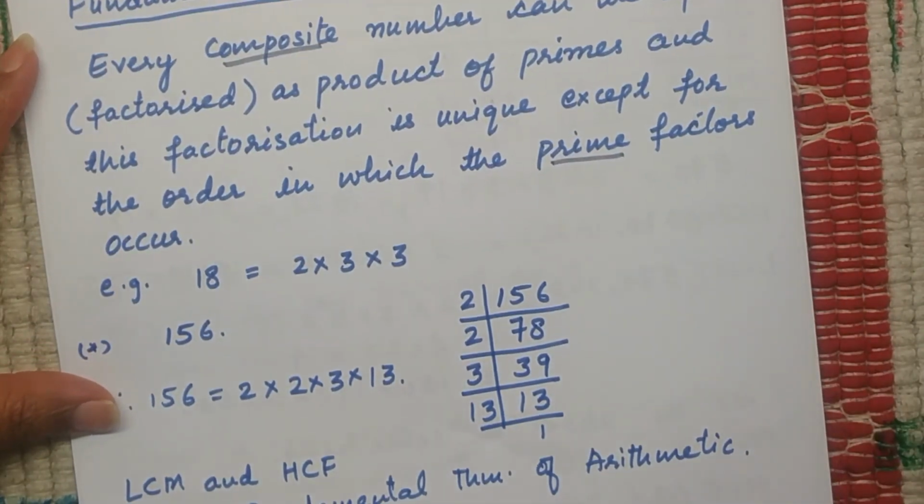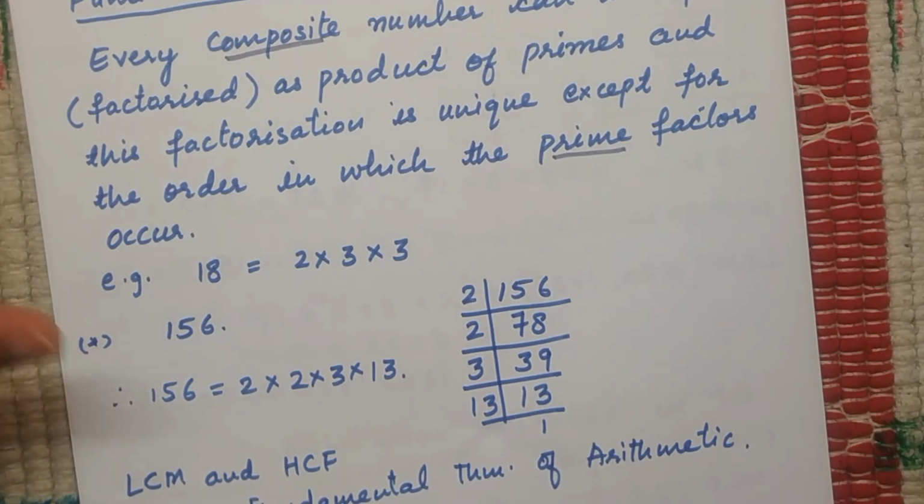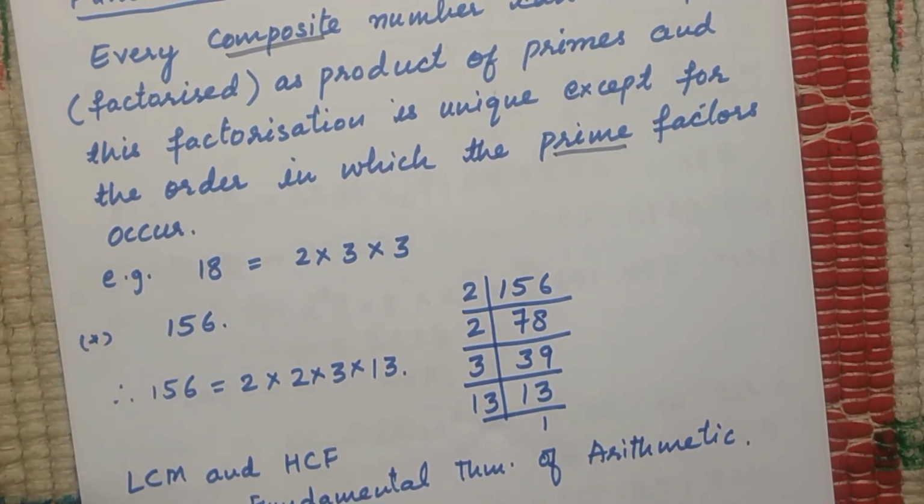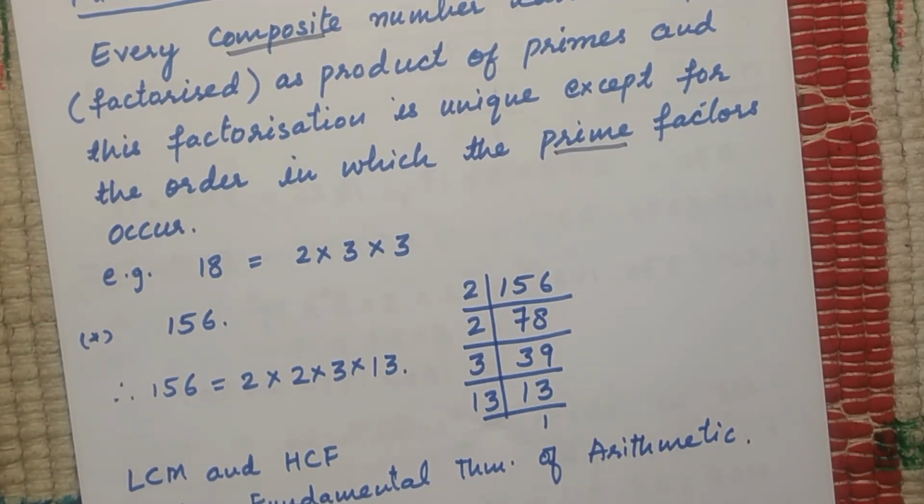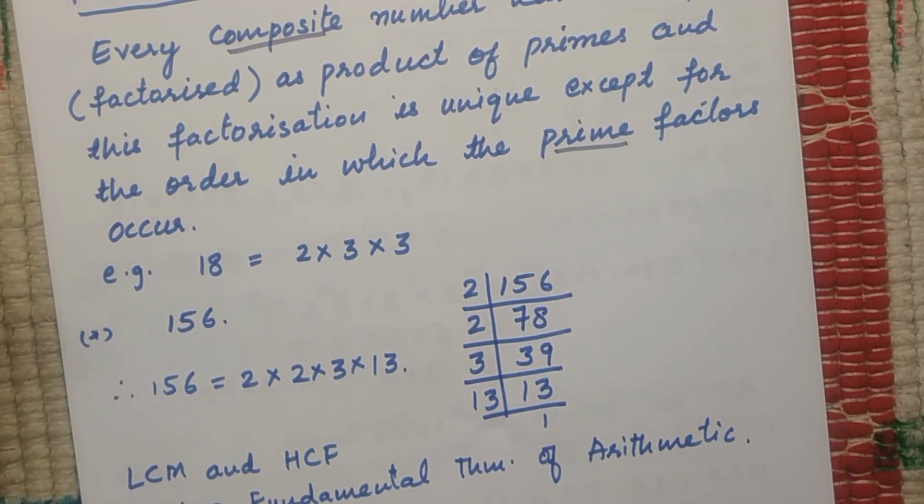A prime number is a number which has factors 1 and the number itself. It has only two factors. One is the number itself and the other factor is 1. The smallest prime number is 2. And some prime numbers are 2, 3, 5, 7 and so on.